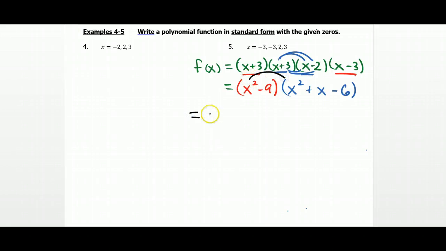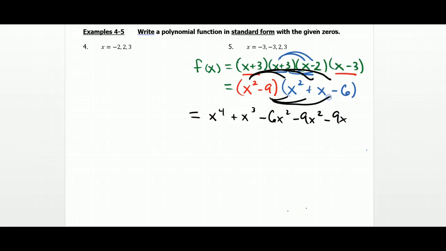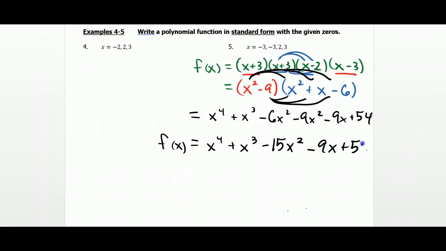And so let's see, I get x to the 4th plus x cubed minus 6x squared minus 9x squared minus 9x plus 54 when I multiply this out. So this gives me a final answer of f of x equals x to the 4th plus x cubed minus 15x squared minus 9x plus 54.